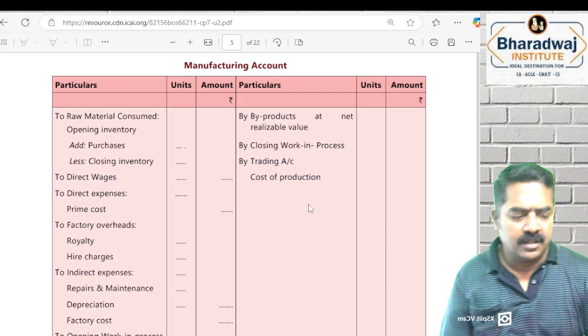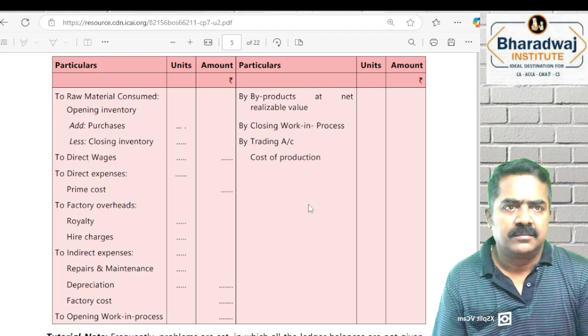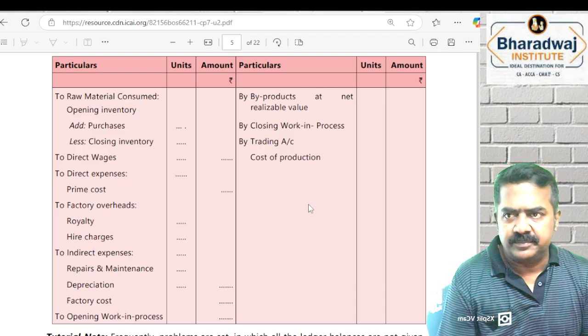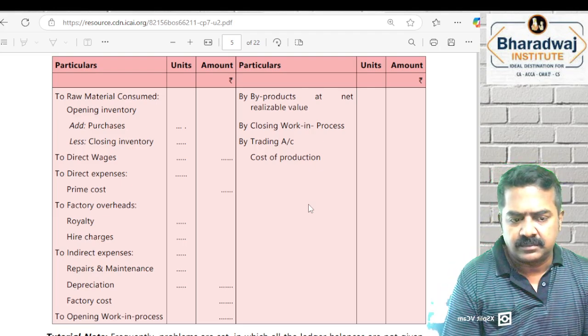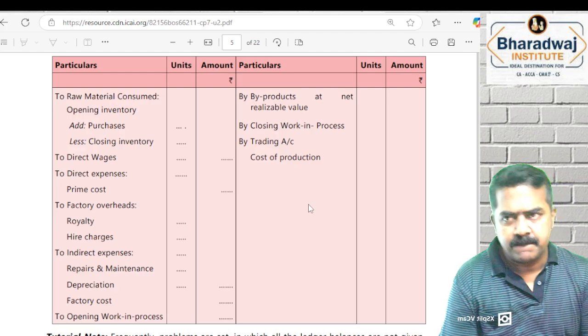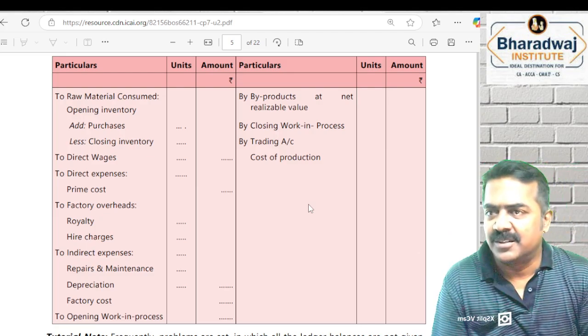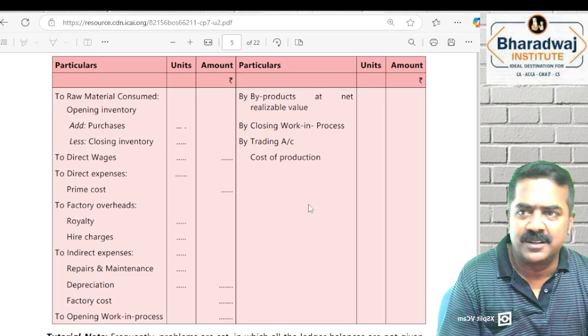Go through this for 1 or 2 minutes. Then we will go for a question. Register this in your mind. We'll prepare a solution for a particular question.